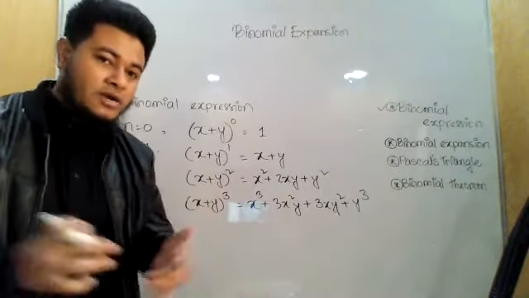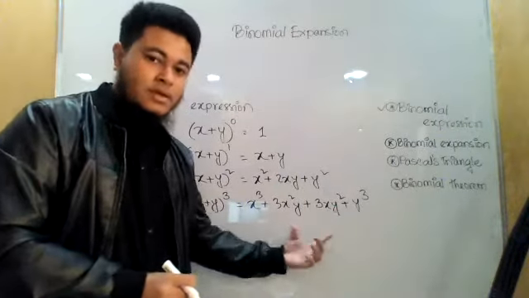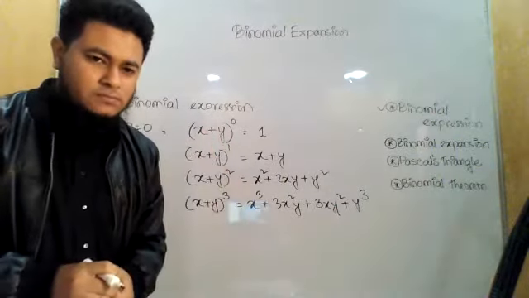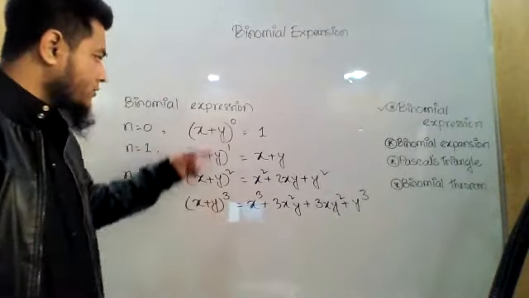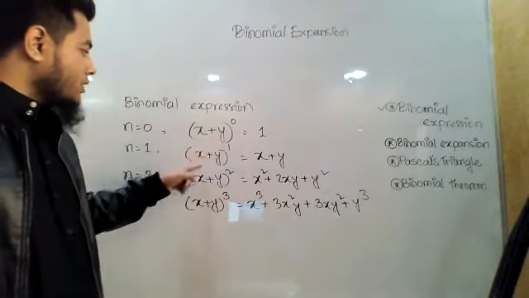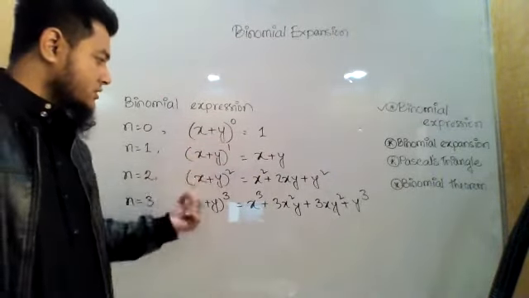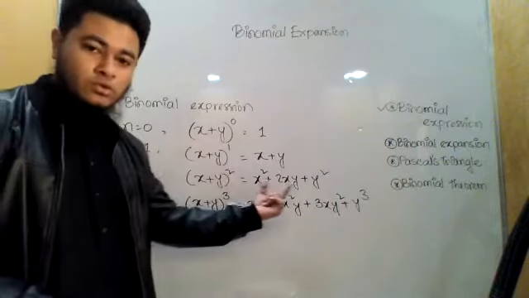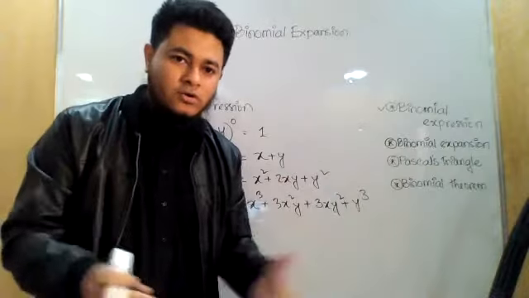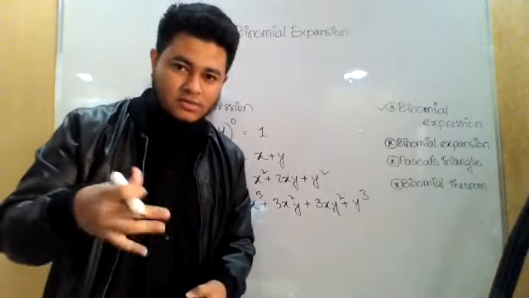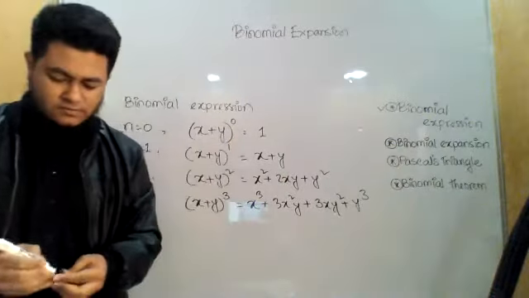We have to expand it like this. Now the question is, what is there to learn? We already know this, right? When power is 0, it will be 1. When power is 1, it will be the same. Then when it is 2, we know the formula. When it is 3, we know the formula. So what is there to learn? We already know this expansion. Is that question coming to your mind?